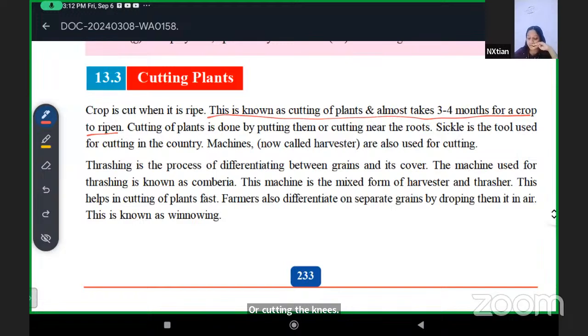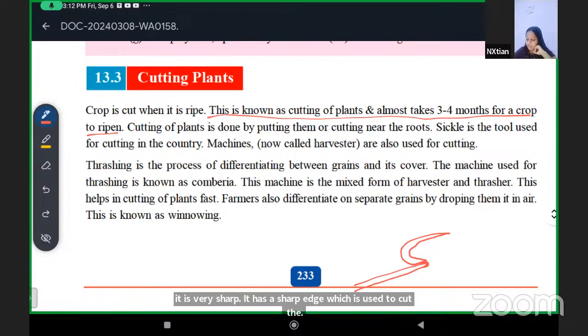Sickle is the tool used for cutting in the country. Now there is a tool which is like this. It has a handle. There is a tool like this, and this is known as a sickle. And it is very sharp. It has a sharp edge which is used to cut the crops.